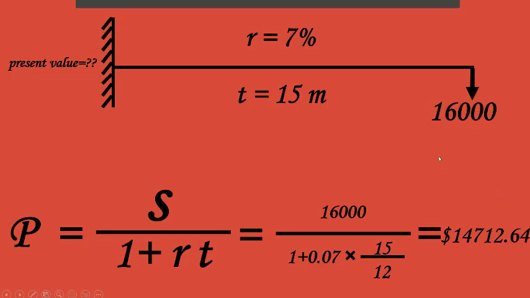Note that the present value must be less than the amount. 14,712 is less than $16,000. To calculate the interest, you can get the difference between S and B, 16,000 minus 14,712.